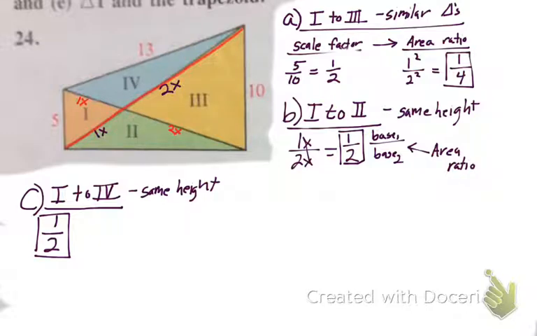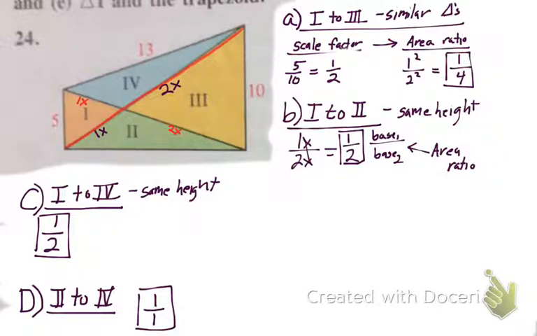All right, now let's do D. D is a little trickier. That is 2 to 4. I don't have a ton of room. Luckily, it's kind of easy if you think about it. It's the same. This is 2x over 2x, which equals 1 over 1. This is 1x over 1x. So our scale factor from 2 to 4 is just 1 over 1. Yeah, 1 to 1.